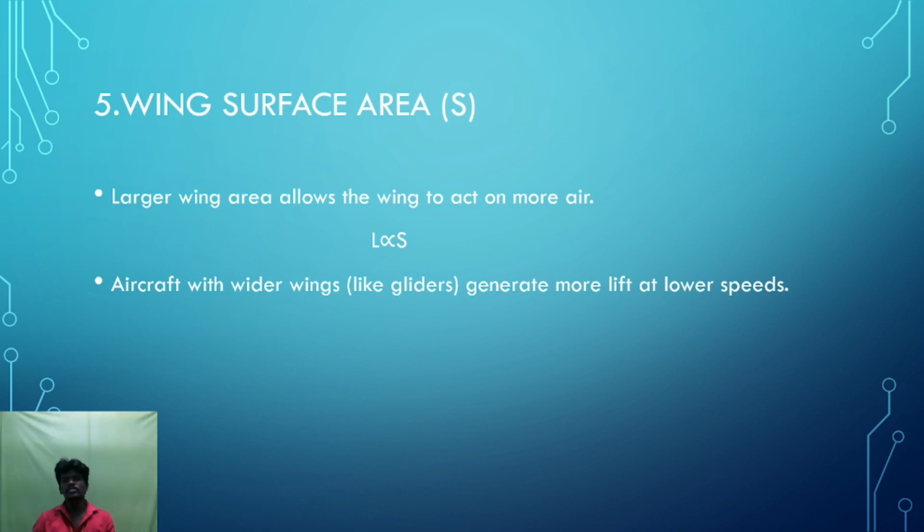Then the fifth one is wing surface area. Wing surface area, it is called as span. A larger wing area allows the wing to act on more air. The lift is directly proportional to wing area. Aircraft with wider wings like gliders generate more lift at lower speeds. If it's higher speed, it creates even more lift.